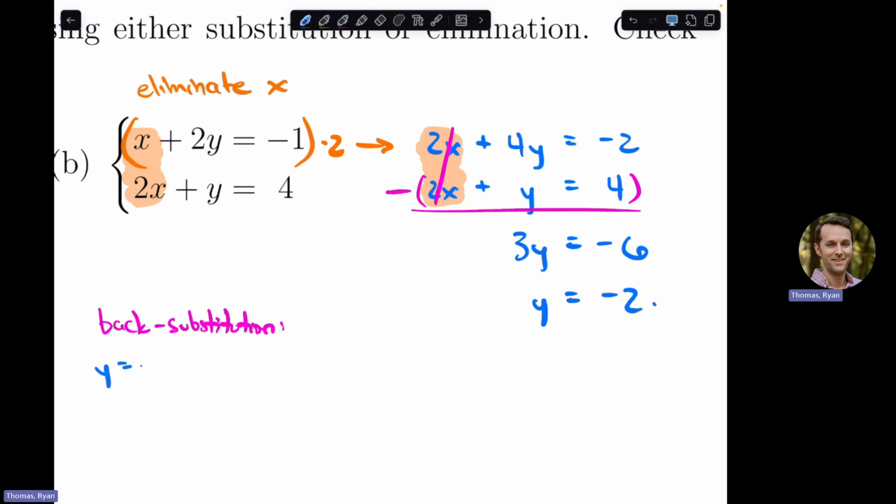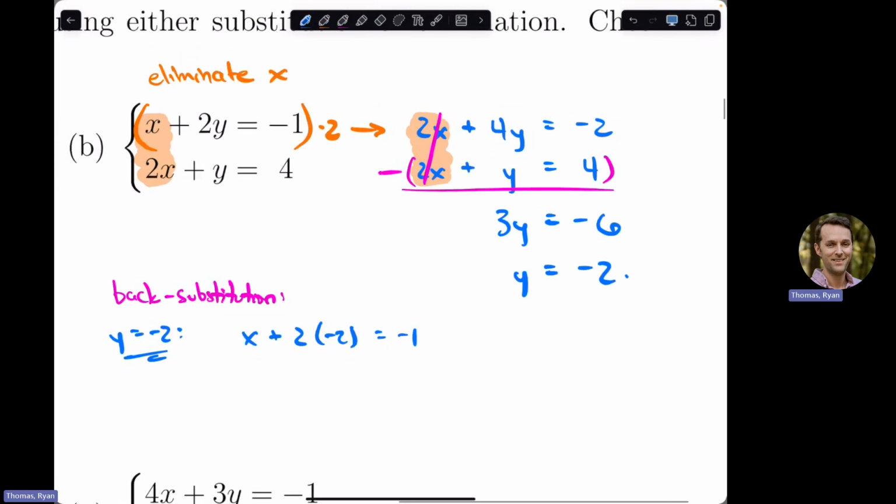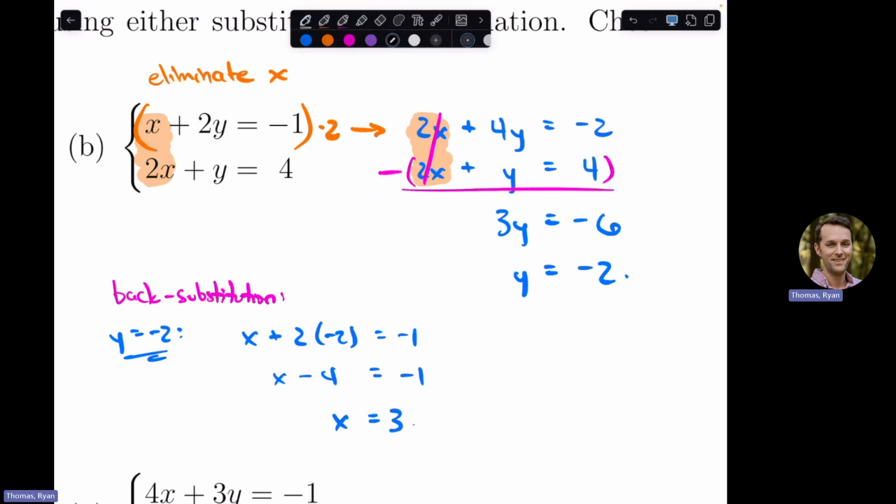If y is negative 2, then, for example, that first equation becomes x plus 2 times negative 2. So x minus 4. And then add 4 to both sides, you get 3. The solution to the system then is the point, the ordered pair, 3, negative 2.